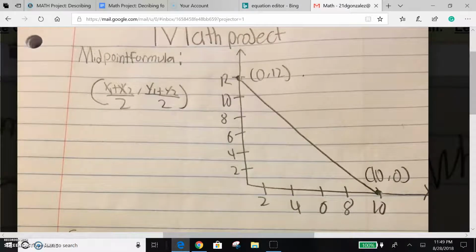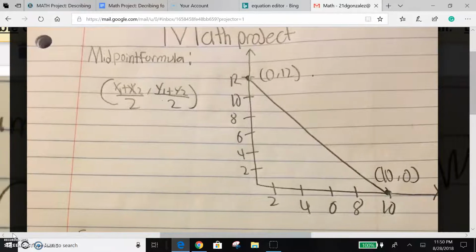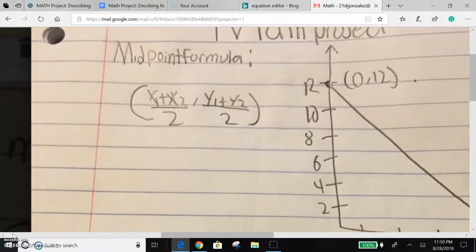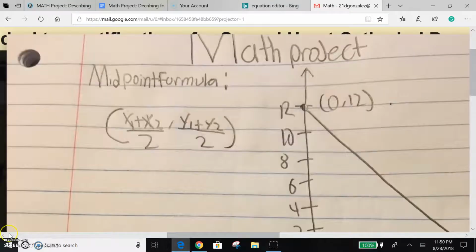Today I'm going to find the midpoint of my line segment that is on this coordinate plane. In order to find the midpoint, we're going to have to use the midpoint formula. This is what the midpoint formula looks like. It is parentheses x1 plus x2 over 2, comma, y1 plus y2 over 2.